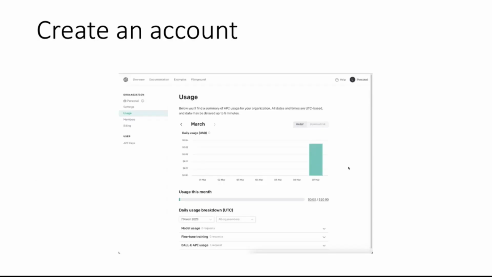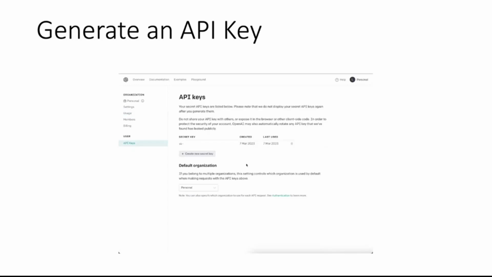As I said, you need to create an account in the OpenAI portal and configure a billing method as well. And after that, you need to generate an API key. And once you have the key, you're good to go, and you can call the API.